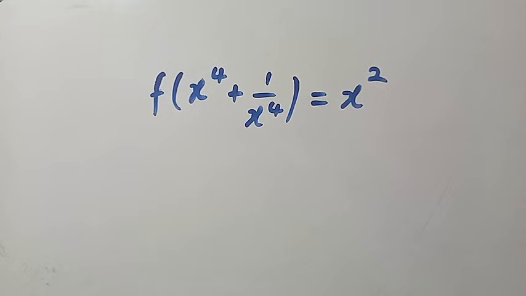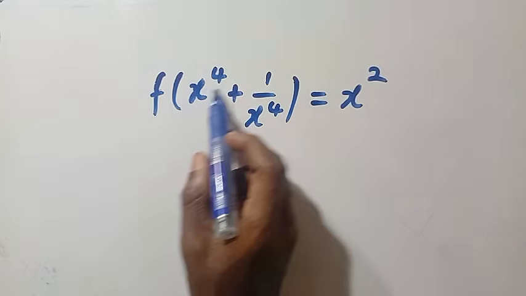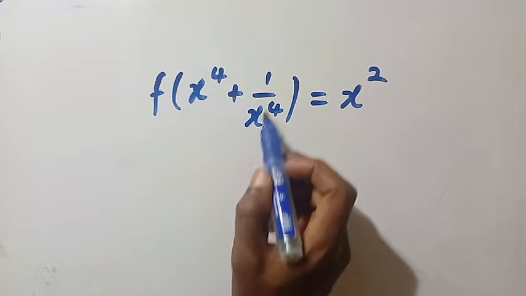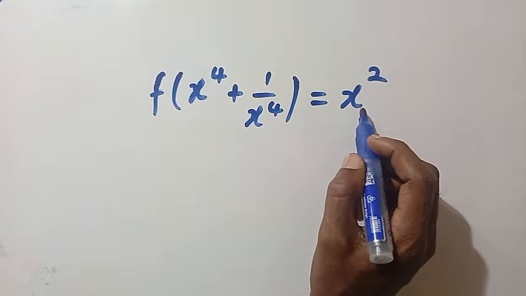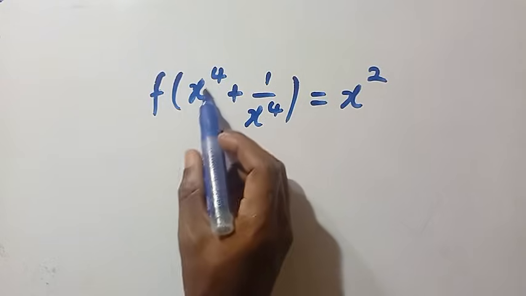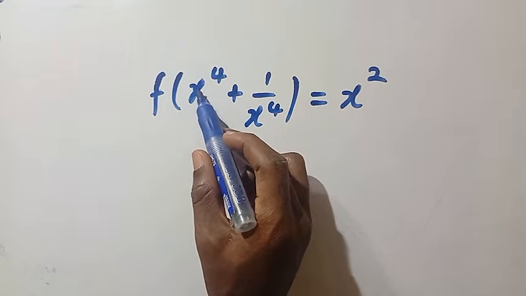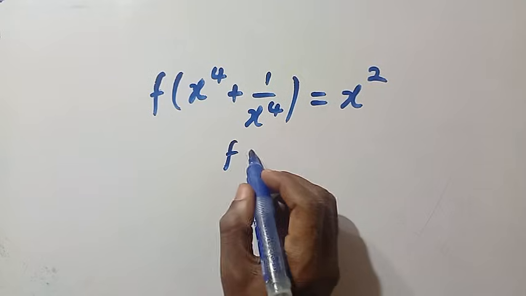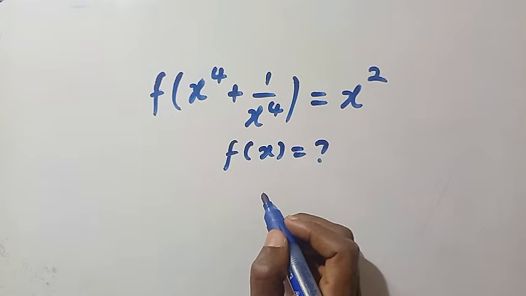This equation looks very simple, but there is something hiding in this. We have a functional equation: f of x to the power of 4 plus 1 divided by x to the power of 4 equals x to the power of 2. So we have a quartic power of x, and we just want to find f of x. How do you solve this?